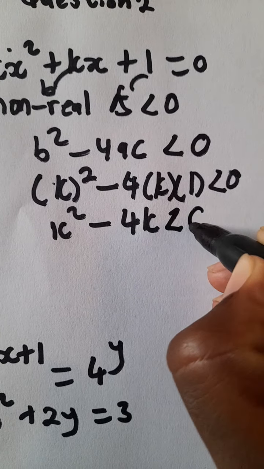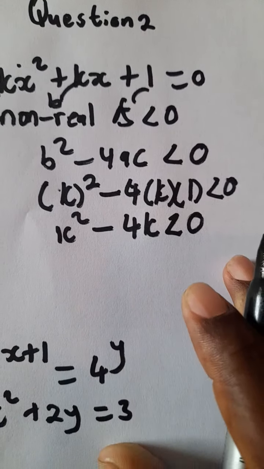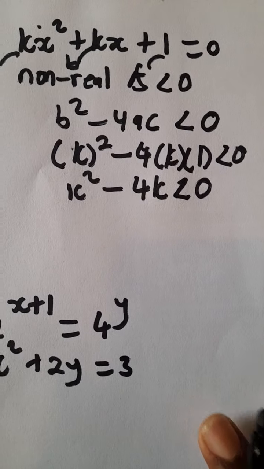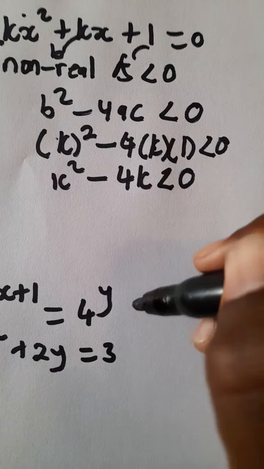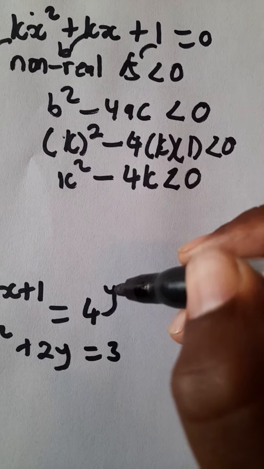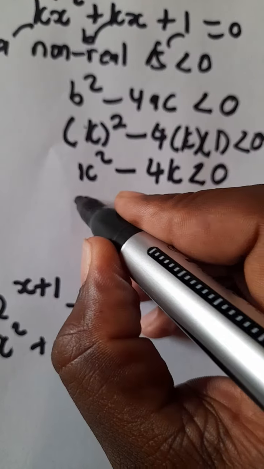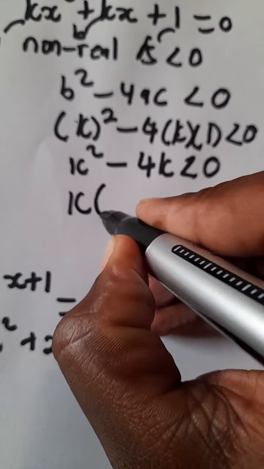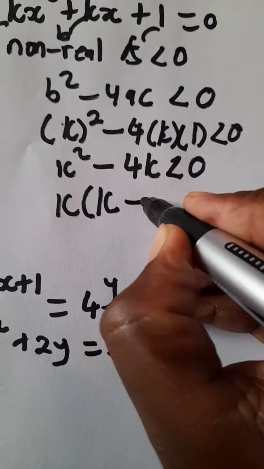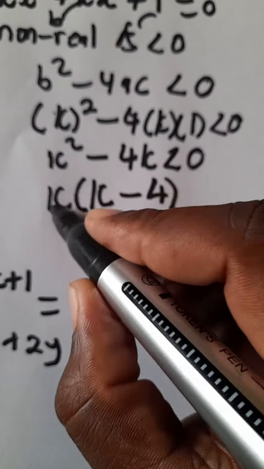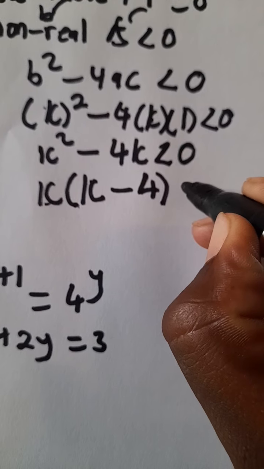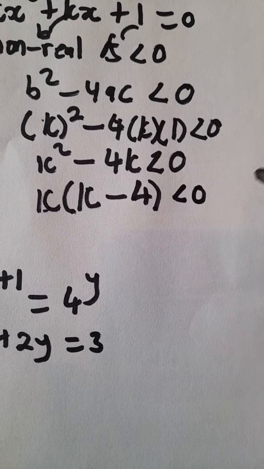So less than 0. So this is an inequality, guys. It's the same as solving a quadratic inequality. That's what it is. So let's take out the highest common factor. The highest common factor is k here. We'll be left with k minus 4, because k times k is k squared, and k times negative 4 is negative 4k, which is less than 0.